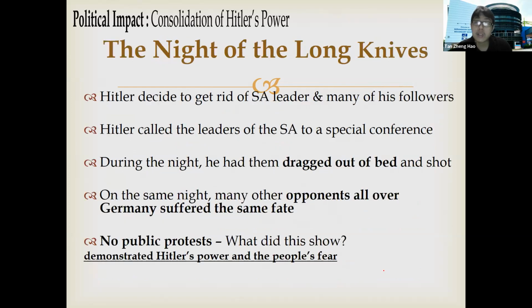Not only was Röhm arrested, many leaders of the SA, including Röhm's friends and followers, were arrested. He dragged them out of bed and shot many of them. And many opponents were also killed in the same night. That's why it's called the Night of the Long Knives, because it all happened in one night. Very swiftly, many people were killed. So Hitler was able to impose a lot of fear on his rivals.